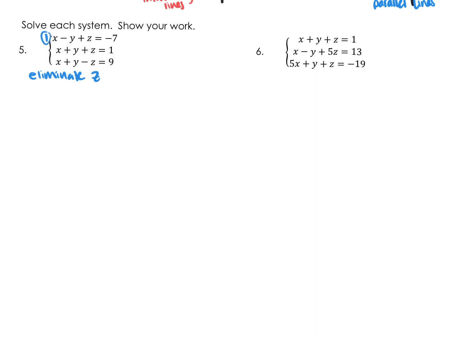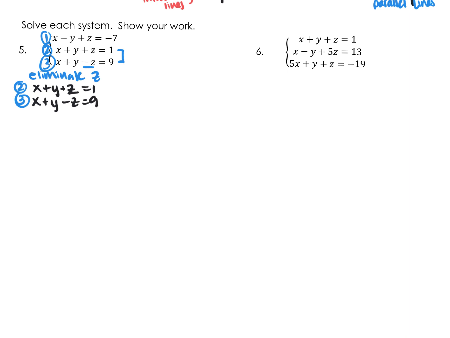So we'll call this 1, 2, and 3. And these 2 would be really easy to eliminate z because that's a positive z and a negative z, so those will eliminate. So we'll go ahead and start with 2 and 3. So we'll have x plus y plus z is equal to 1, and x plus y minus z is equal to 9. And I need to do this again.